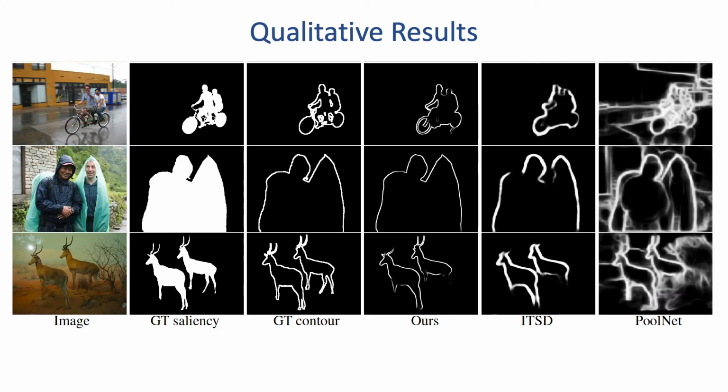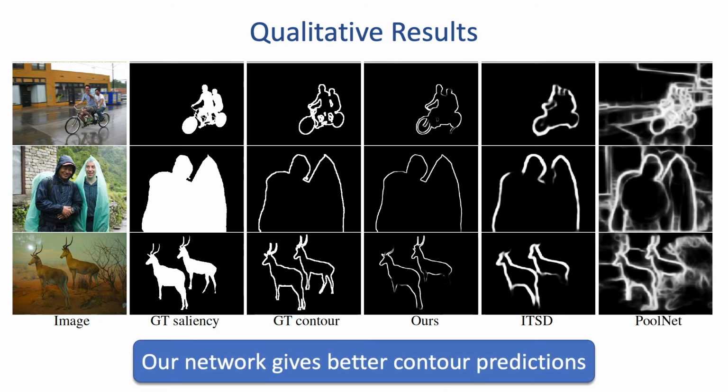Last but not least, as a favorable byproduct, our model can also generate contour predictions. Compared with other contour-based models in the field, our contour predictions are much cleaner and more complete, which further indicates the effectiveness of our algorithm.